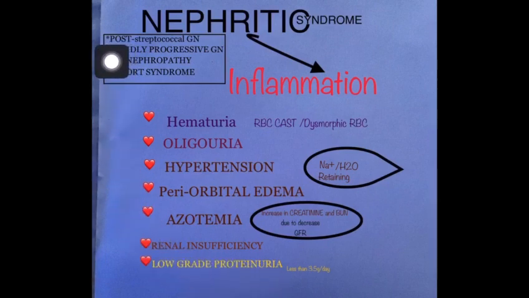Let's look at some examples of nephritic syndrome. First, post-streptococcal GN. GN means glomerulonephritis. Then rapidly progressive GN, IgA nephropathy, and Alport syndrome. That's all about nephritic syndrome. You just need to remember this I for inflammation, and you can automatically recall these features, right?